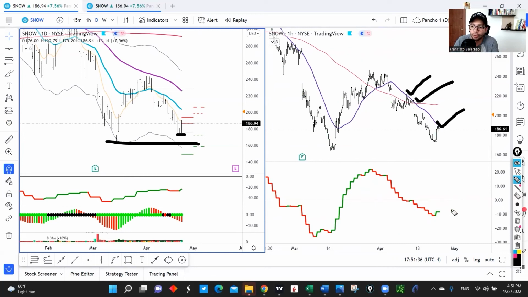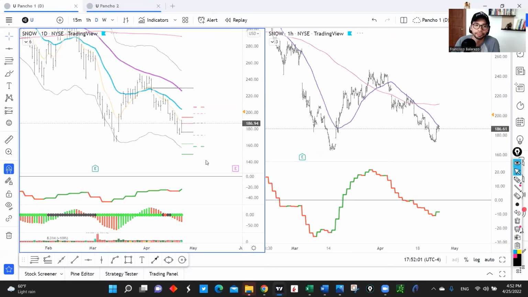Right now we're testing the hourly MOX indicator below zero. I think if Snow manages to climb all the way to this 21 exponential moving average, I think that will be an amazing opportunity to short it. However, if you want to short it here, you can also do it, and you can use these levels. You can use this high right here to manage your risk, and there's a high probability that Snow will just continue to trend to the downside as well.